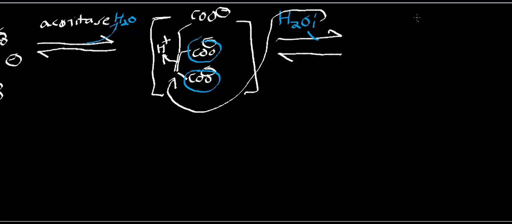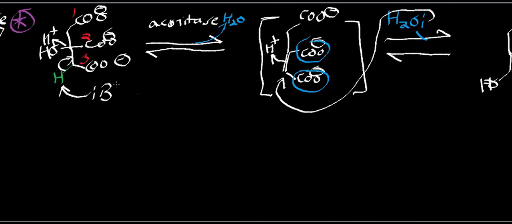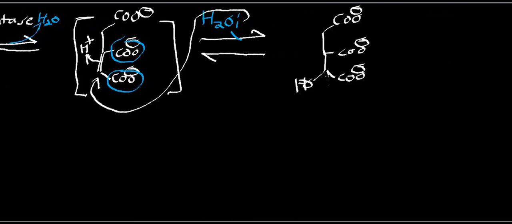So what's the net effect of aconitase? The net effect of aconitase is essentially moving the hydroxyl group from this position right here, ultimately to this position down here.